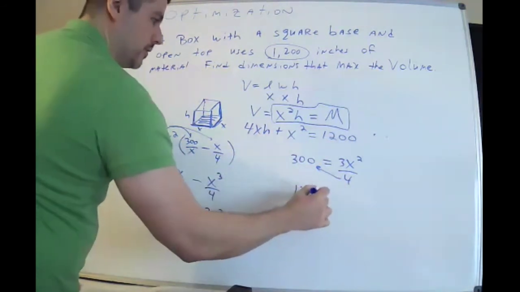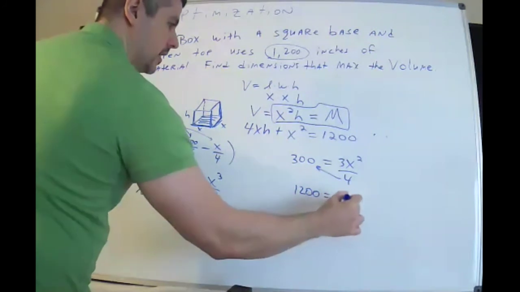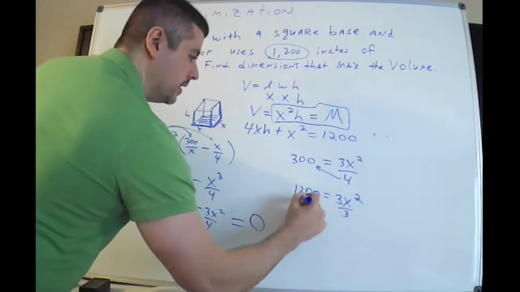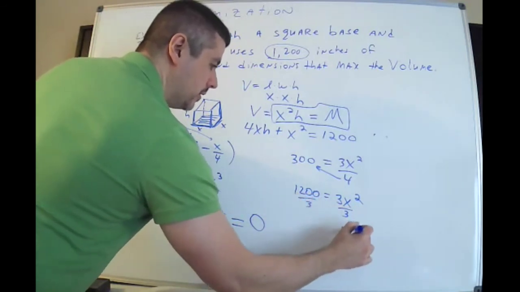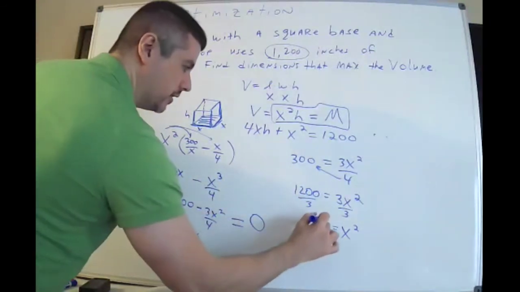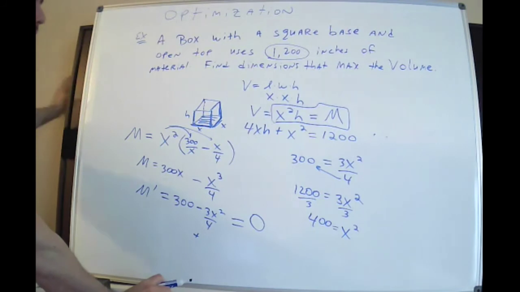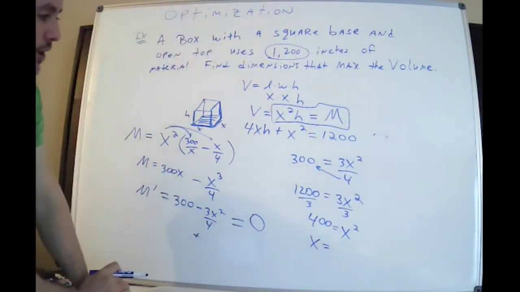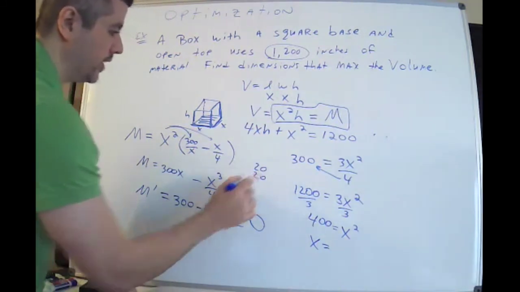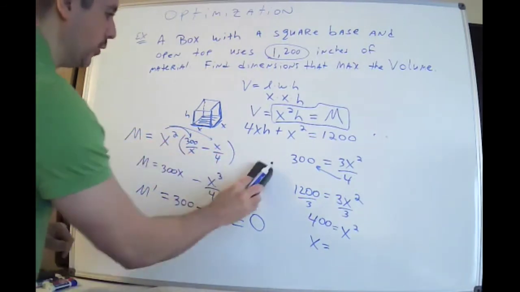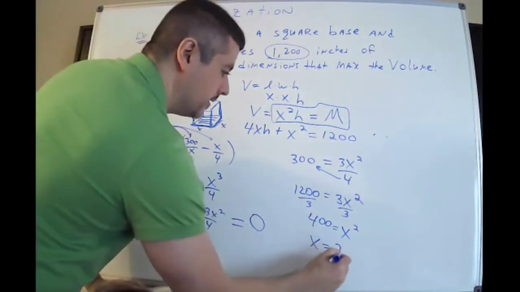So now you have 1,200 equals 3x squared. Now you're going to divide by 3. I know this is horrible. Let's see. 12 divided by 3 is 4, and I have 2 zeros left over. Thank God. So you get x squared equals 400. I am pretty sure that the square root of 400 is 20. I'm pretty sure 20 times 20 is 400. How do you do 20 times 20? 2 times 2 is 4, and then you just add the 2 zeros. So yeah, it's 20.